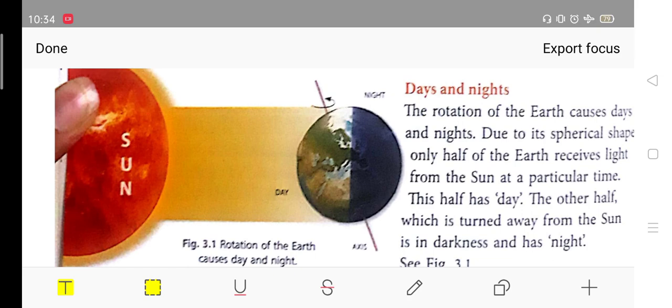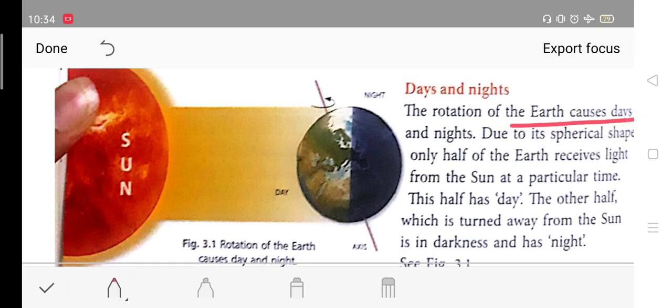Consequences as in there are some outcomes of the rotation, and one is that it causes days and night. Due to spherical shape, only half of the earth receives sunlight from the sun at a particular time. This half has a day, and the other half, which is turned away from the sun, is in darkness and has night. Okay.